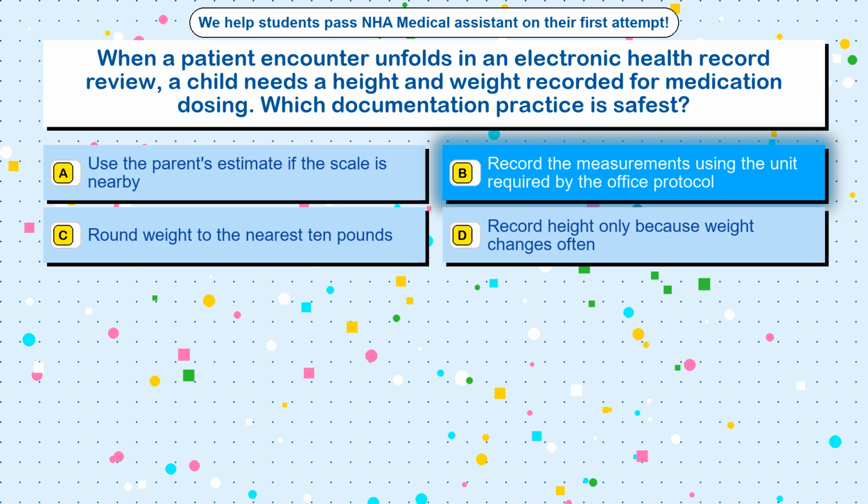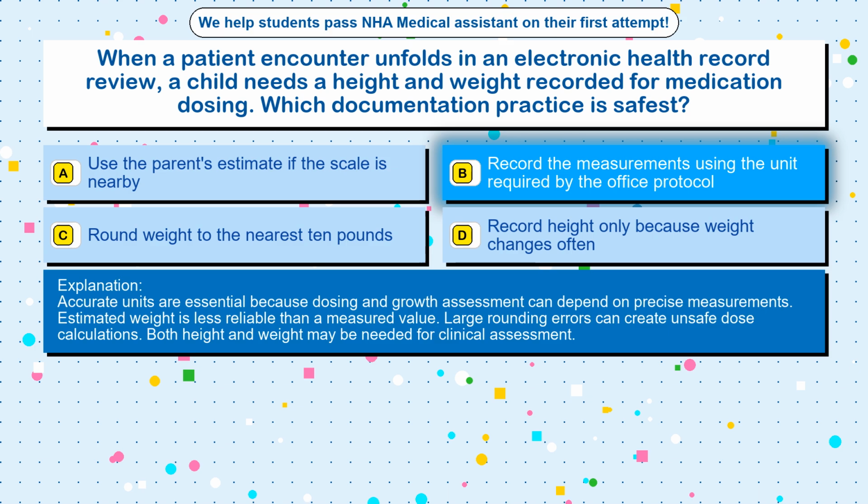Record the measurements using the unit required by the office protocol. Accurate units are essential because dosing and growth assessment can depend on precise measurements. Estimated weight is less reliable than a measured value. Large rounding errors can create unsafe dose calculations. Both height and weight may be needed for clinical assessment.